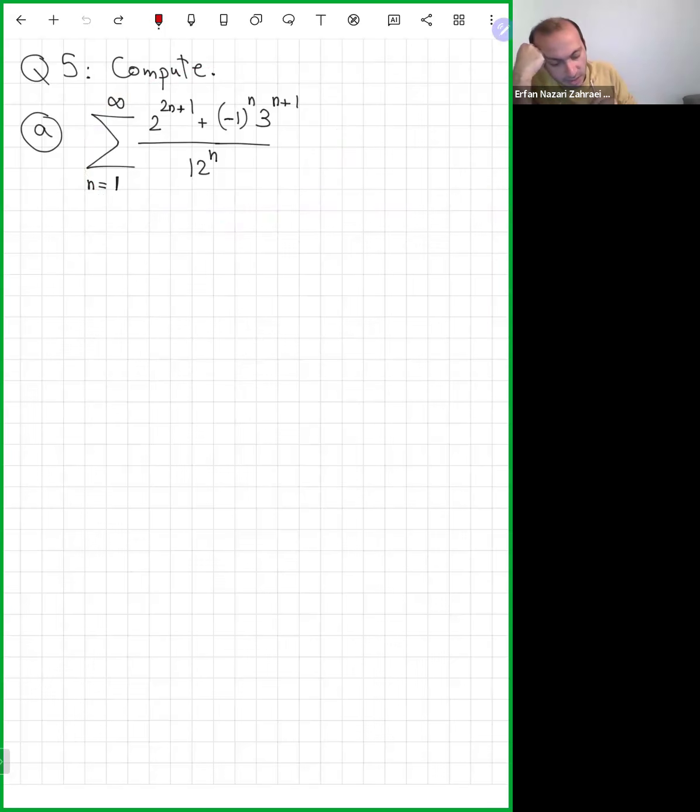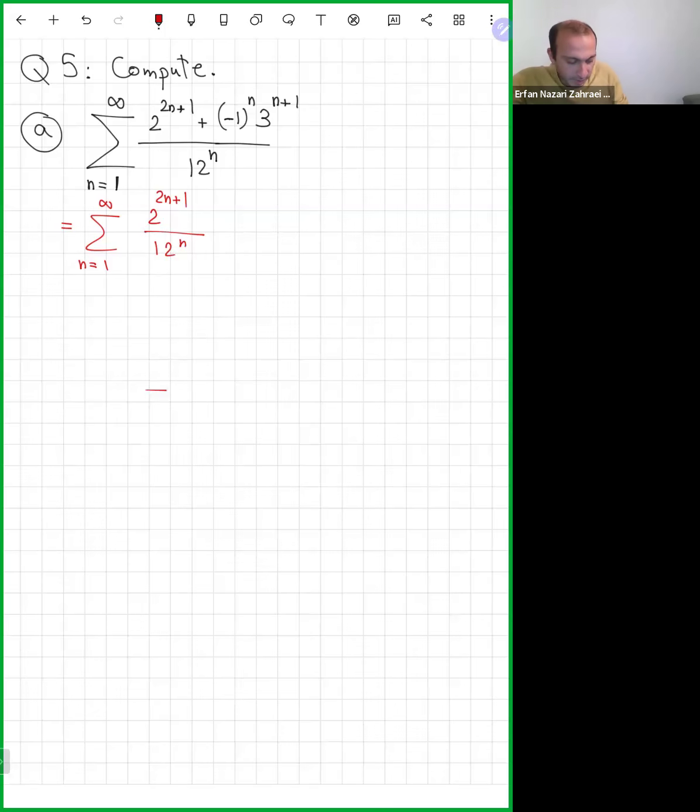For this question, it's very clear that if I consider it like this and then do some operations that I will do later, it should be a sum of two geometric series. Hence, I have a formula for the sum of geometric series and I can compute this. So first, as I mentioned, consider it as this plus this: 2 to the n plus 1 over 12 to the n.